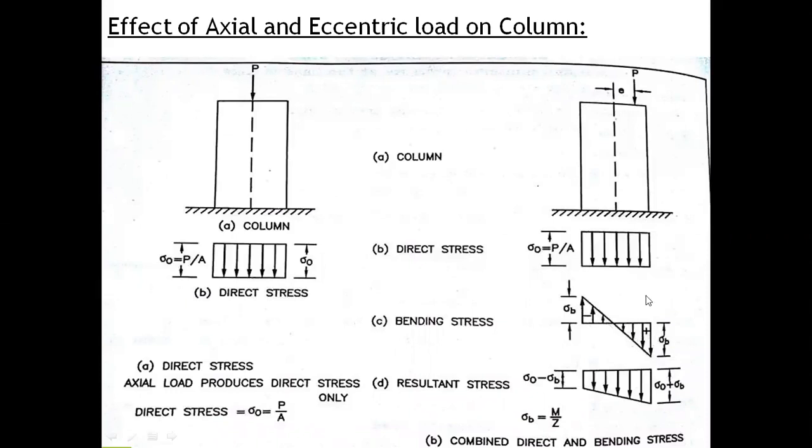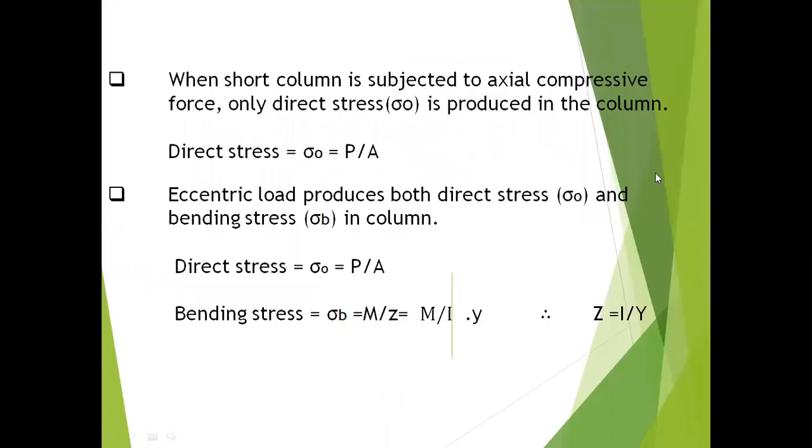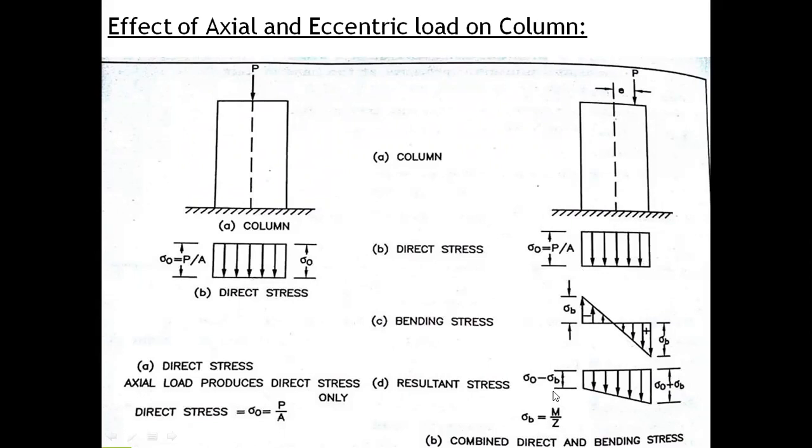So this is the bending stress and this is the direct stress. These two will happen when the member is subjected to an eccentric load. If you see the resultant stress, what do we mean by resultant stress? Resultant stress can also be called combined stress. So this is very, very important.